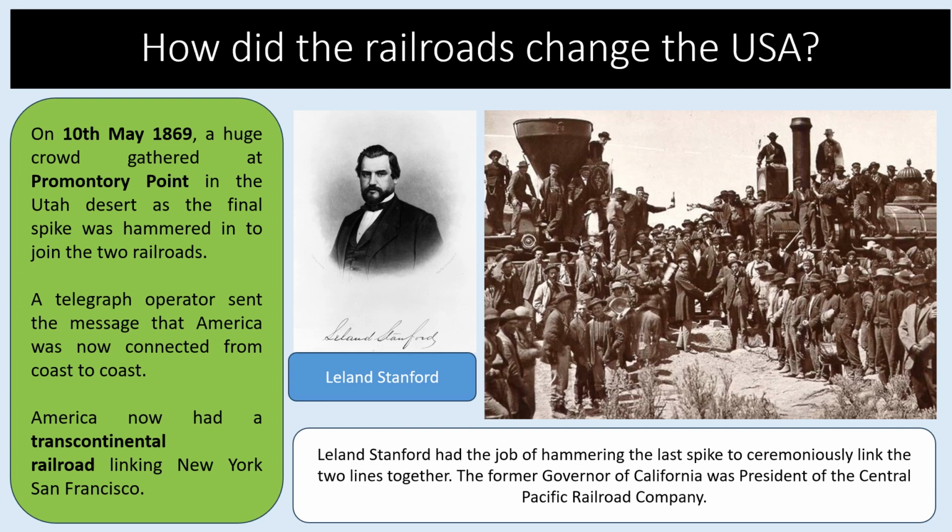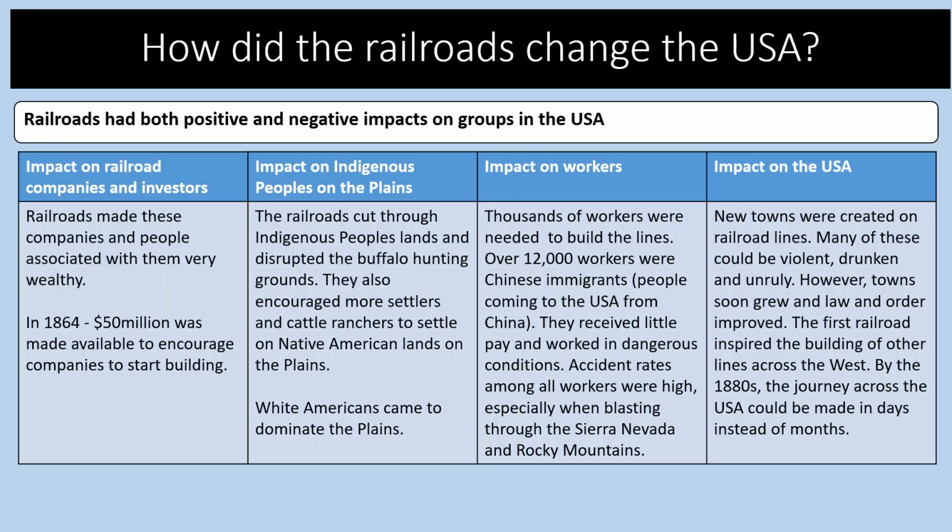And if you think back to what we learned about the journeys that went west in the 1840s and 1850s onto places like the Oregon Trail, for example, you can see how significant this was in terms of the progress of the USA, but also their colonization of the whole of America. So the railroads had both positive and negative impacts on the different groups within the USA.